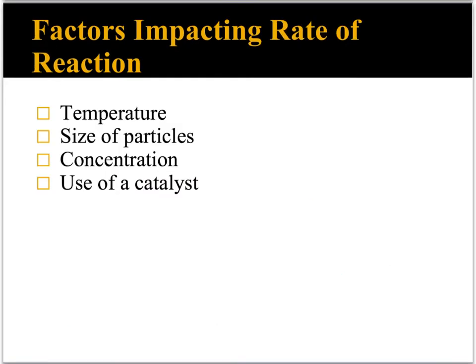All right, so there's ways that we can impact the rate of a chemical reaction. One of the ways that we can impact reaction rate is by temperature. Another way is the size of the particles. A third way is concentration, and the fourth is with use of a catalyst. We're going to explore each one of these and how they impact collision theory separately.